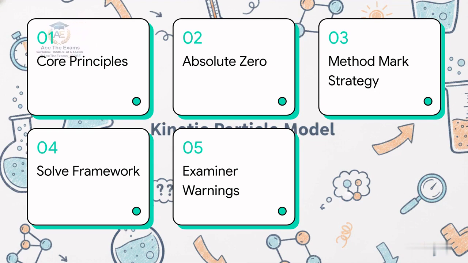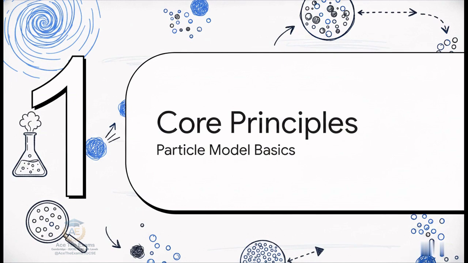Here is the agenda for our masterclass. First, core principles. Second, absolute zero. Third, the method mark strategy. Fourth, our deconstruct, solve, and evaluate framework. And finally, number 5, examiner warnings. 10 disciplines, 10 challenges across this syllabus. And today, we master this one completely. Let's move. Okay, Section 1.